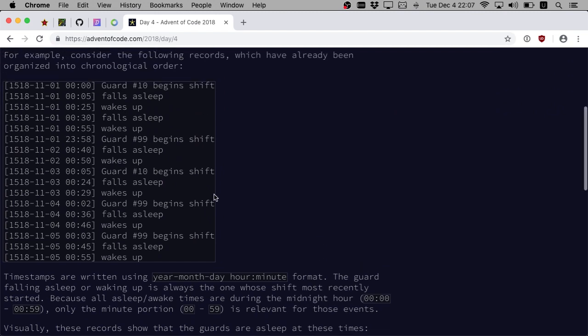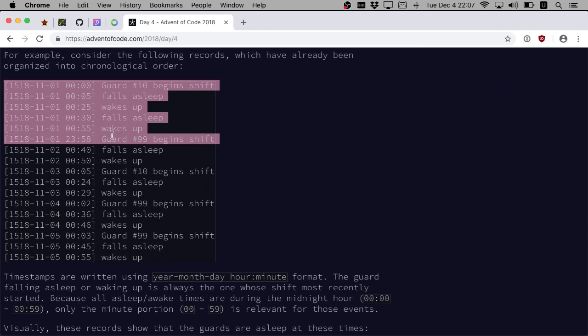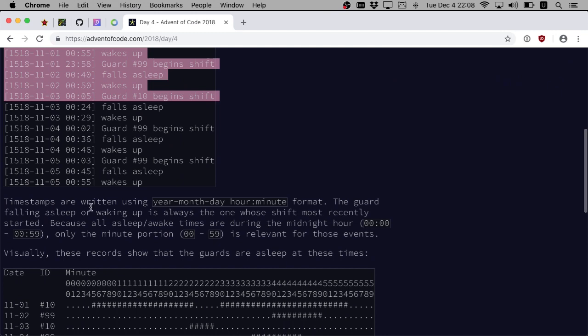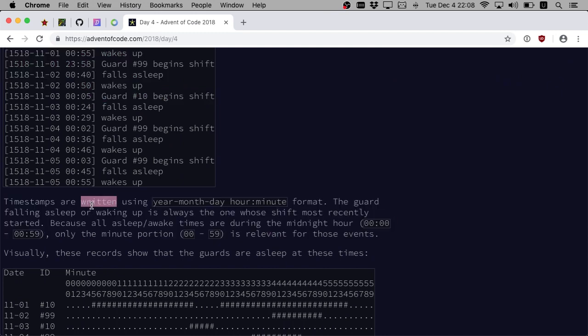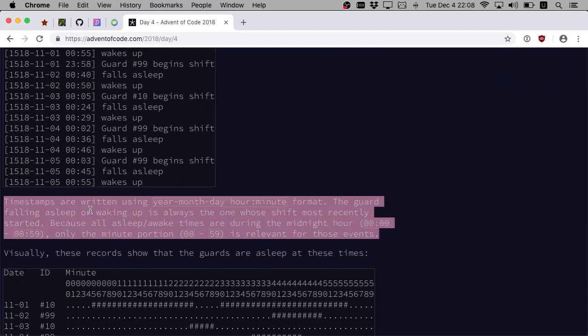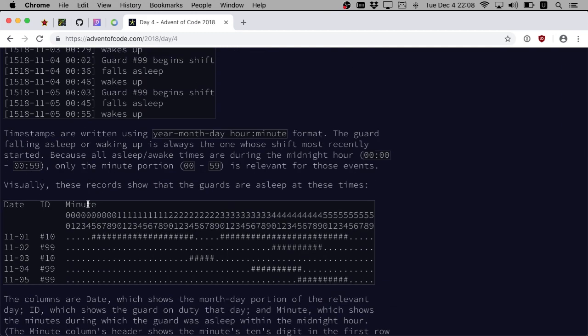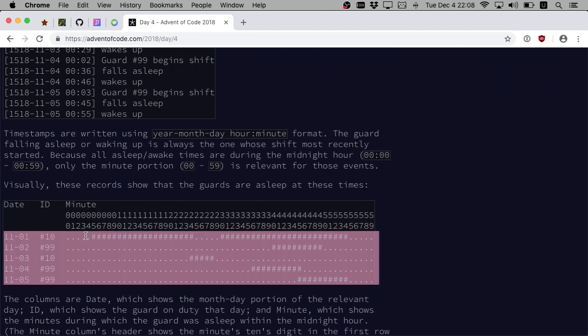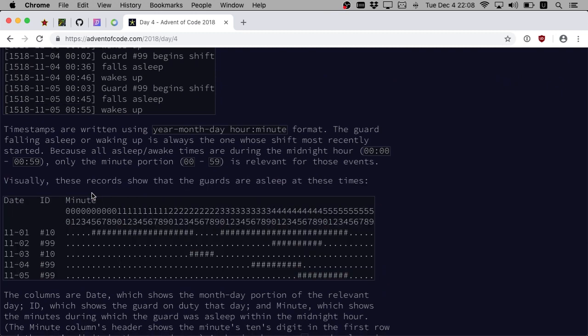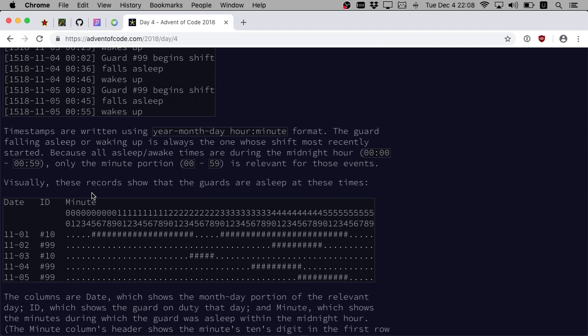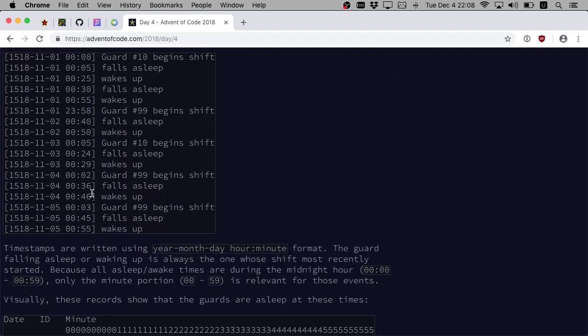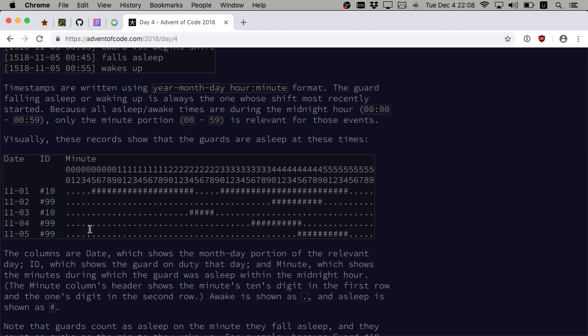Okay, but this is one guard per day, right? No? Yes. Okay, sort of. Because all sleep and awake times are during the midnight hour, only the minute portion is relevant for those events. Visually, this record shows that guards are asleep at these times. Wait, what? So guard with ID number 10.